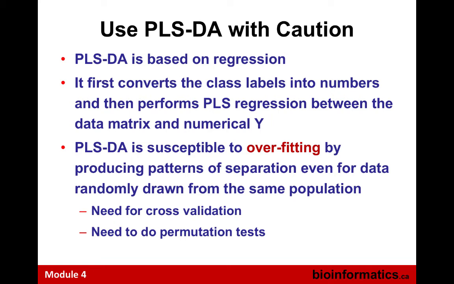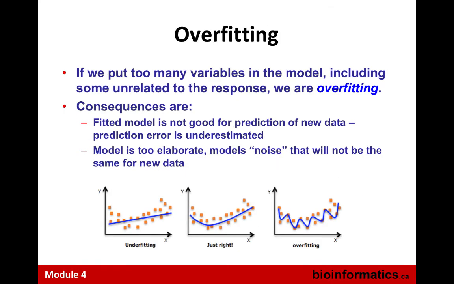And it's susceptible to overfitting, producing patterns of separation even when there is no real signal. So you need to perform cross-validation and permutation, okay? Cross-validation and permutation, we're going to discuss more on these concepts later. So overfitting, this is very, very important.